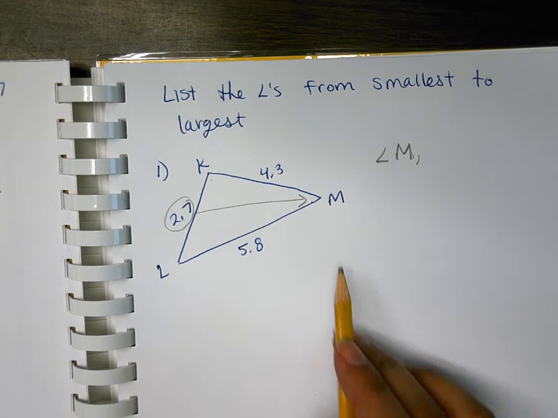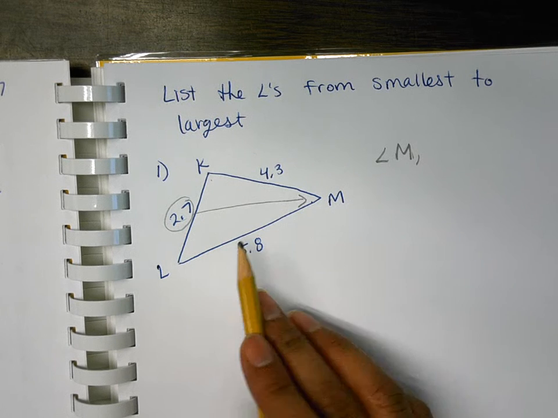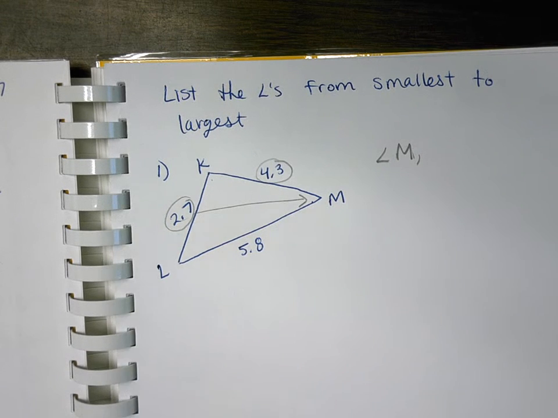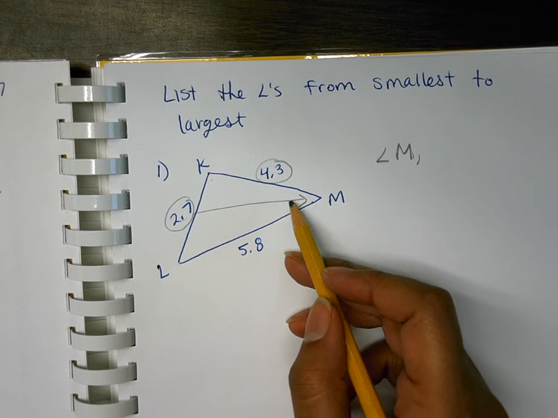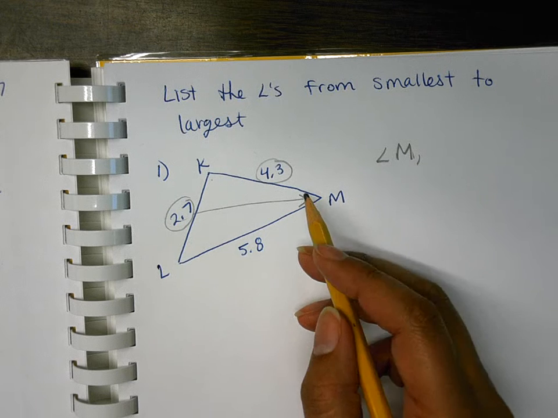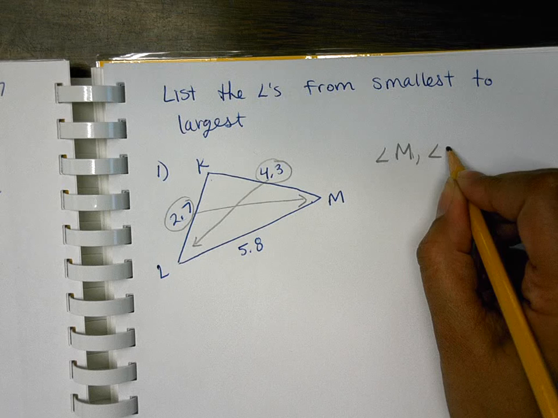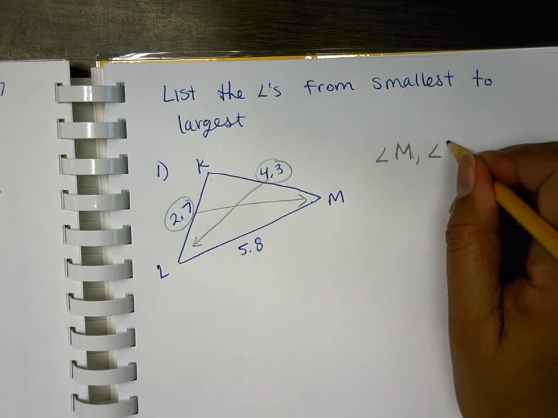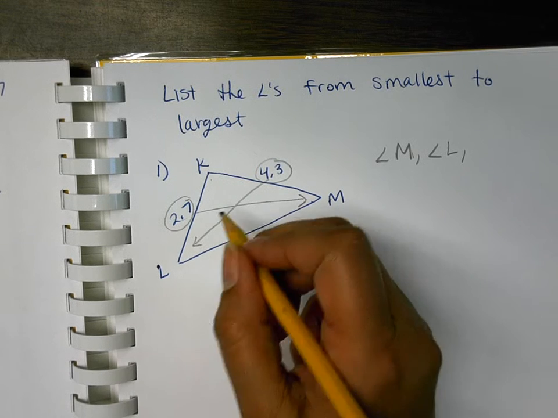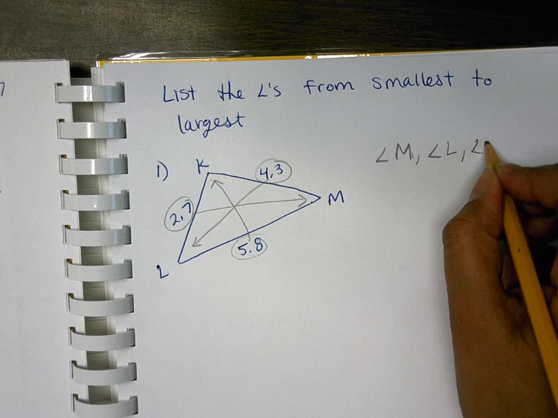Okay, next. What is my second or medium side length? 4.3. And we're looking for the angle that is opposite. So I want you to look at it, see if you can figure it out. And what angle is it? Angle L. And lastly, what's the longest side? 5.8. And what angle is opposite? Angle K.